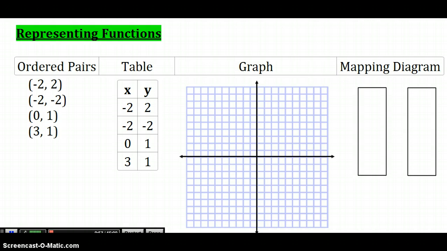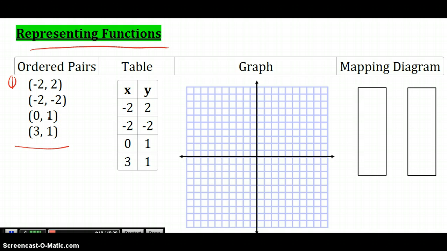We're going to talk about the different ways you can represent functions. There are 4 ways you can represent a function. First off is ordered pairs. You can list relations as ordered pairs. Here we have the ordered pairs (-2, 2), (-2, -2), (0, 1), (3, 1). This set of ordered pairs is a relation.